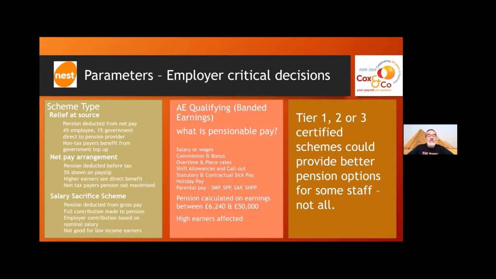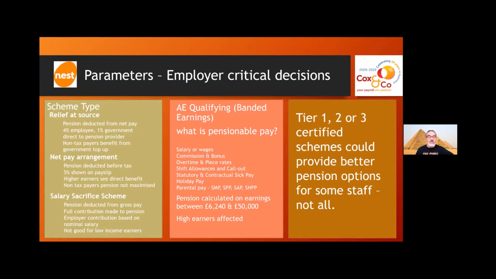So what is pensionable pay? Under AE qualifying, pensionable pay is most things, really. You'll find most things there. It'll be salary or wages, commission and bonus, overtime and piece rates, shift allowances and call out, statutory and contractual sick pay, holiday pay, parental pay, everything. There's one exception, which is car allowances, which you can exclude from the AE qualifying earnings calculation, but that is the only exception I'm aware of.